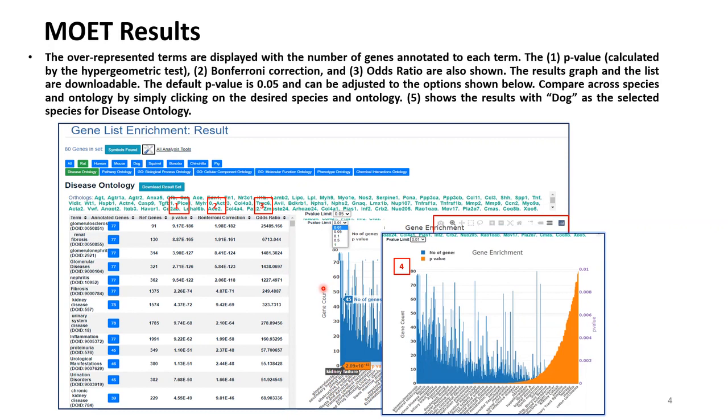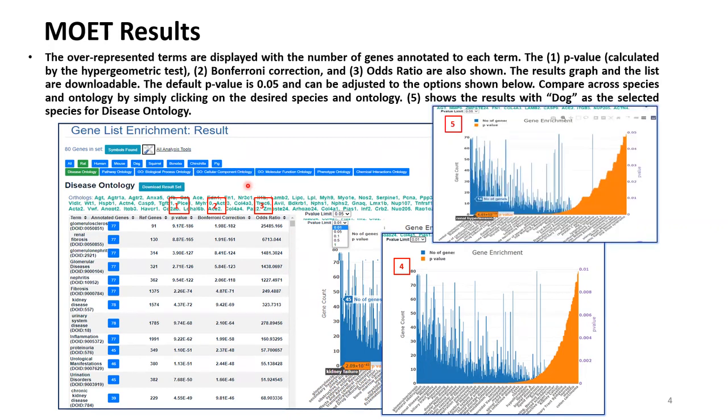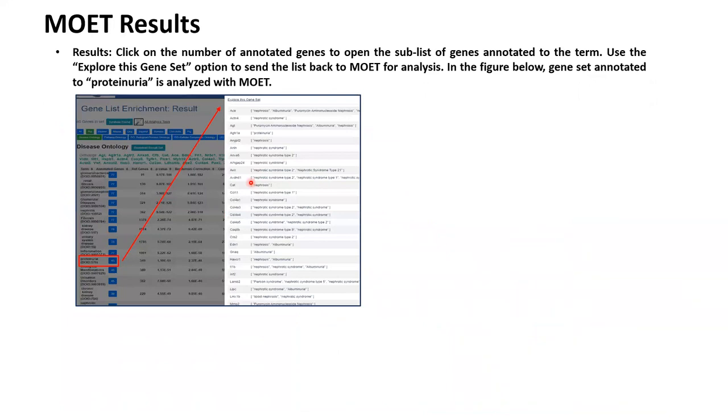Compare across species and ontologies by simply clicking on them. This graph shows the results with dog as selected species for disease ontology. Clicking on the buttons that show the number of genes annotated to each term in the list of enriched terms pulls up that list of genes. Explore this gene set sends that sublist back to MOET for analysis.